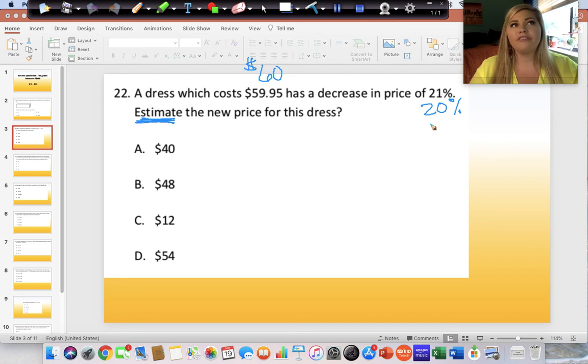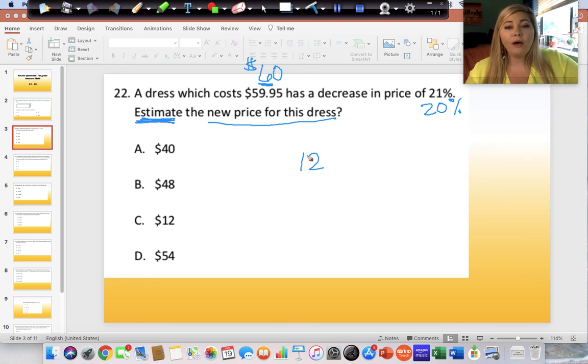When you're estimating finding 20% of a number, what I do, and I learned this trick from a cousin of mine, is simply double the first number. So 6 doubled is 12. 12 is actually 20% of 60. But that isn't what it was asking. It wanted to know the new price for the dress. So 12 is what you are taking off of the price, but you would need to do 60 minus 12 to find the estimated new price of the dress. 60 minus 12 gives us 48. You could do that in a calculator if you needed to.